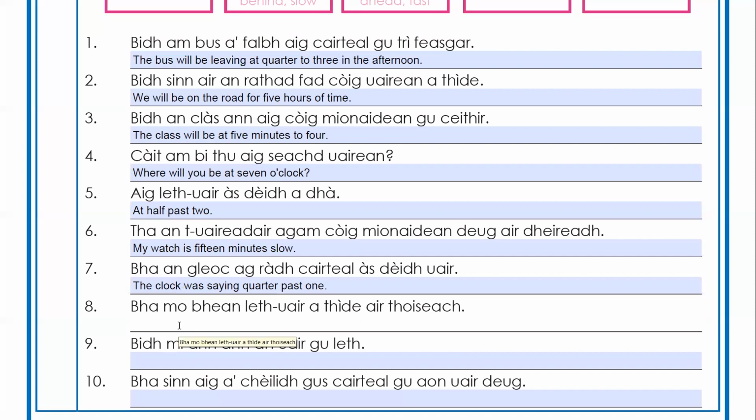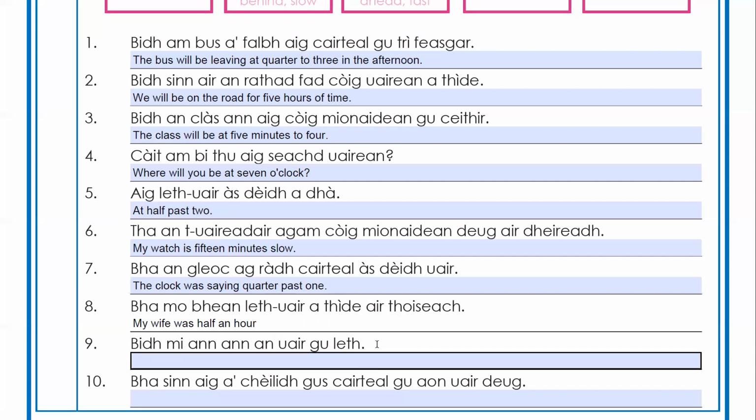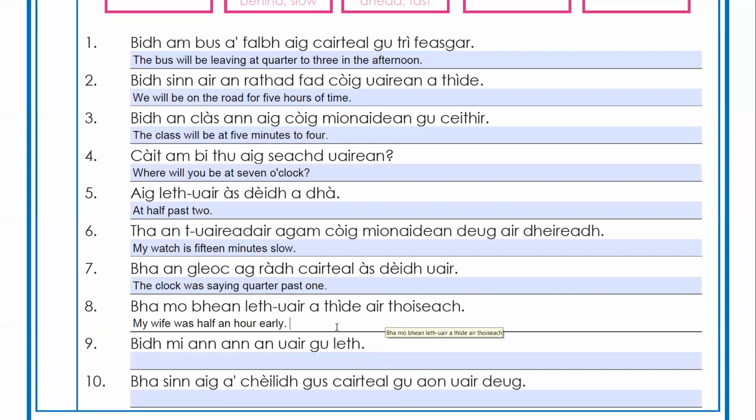So bha mo bhean, leth-uair an dèidh, air thoiseach. Past tense again. Mo bhean is my wife. My wife was. Leth-uair an dèidh, half an hour. So here, leth-uair an dèidh is half past 2. Leth-uair, half an hour. Air thoiseach, early or fast. So my wife was half an hour early.